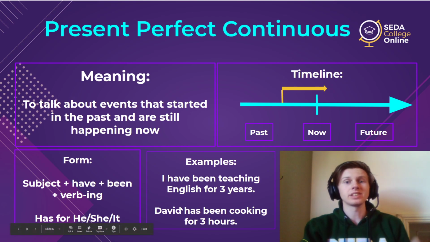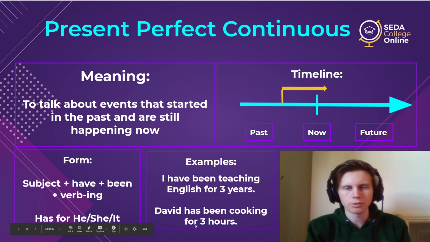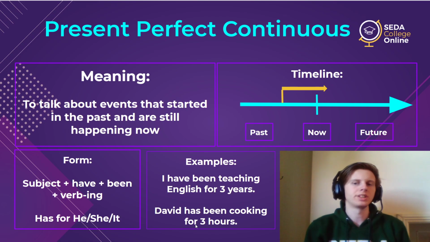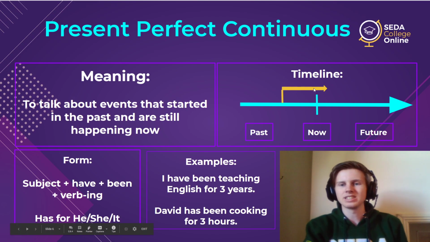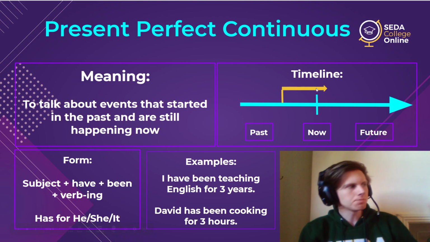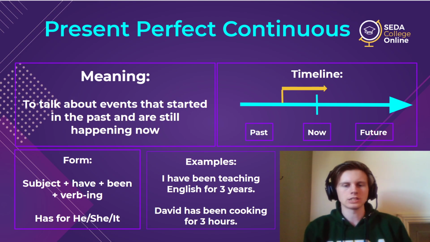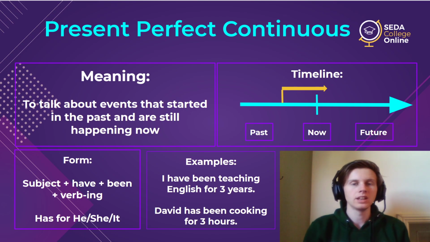Or maybe instead of a long time, we can look at less time. David has been cooking for 3 hours. He's making a very big dinner, a very special dinner. He started 3 hours ago. He's still doing it now, and I can see he's not finished. He still is cooking, so he has been cooking for 3 hours. So yeah, can you believe it?